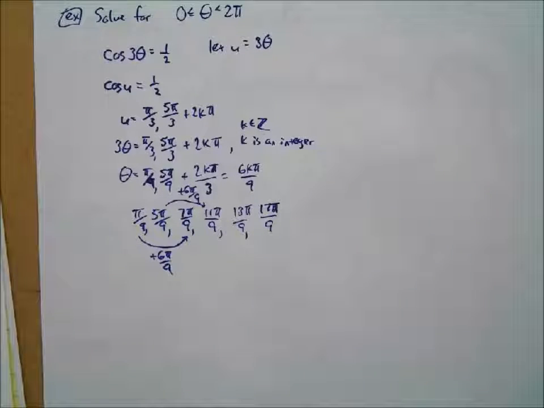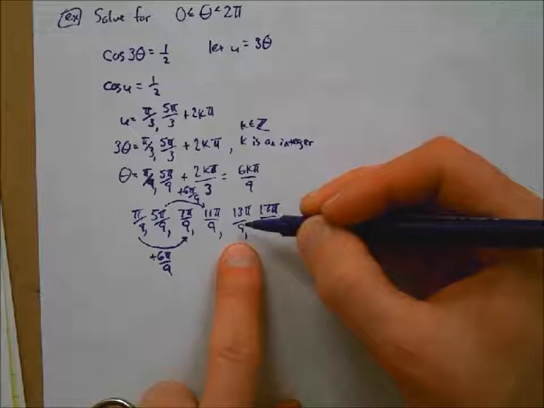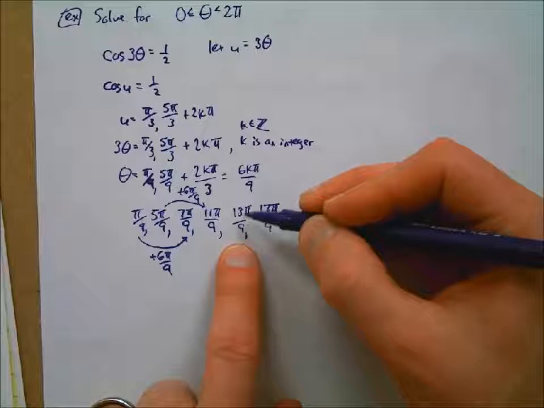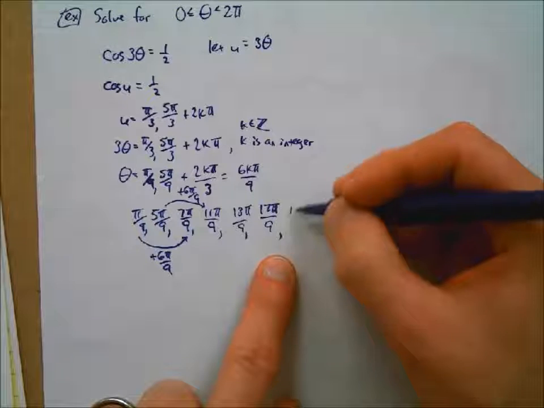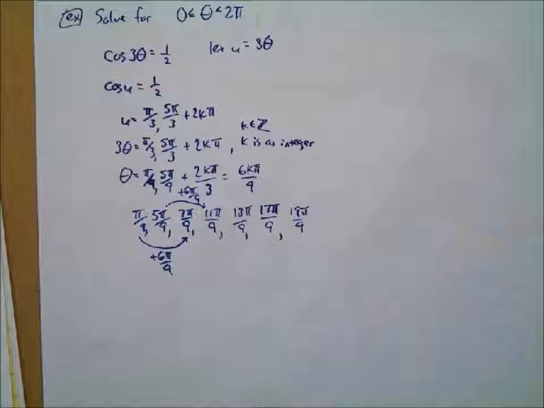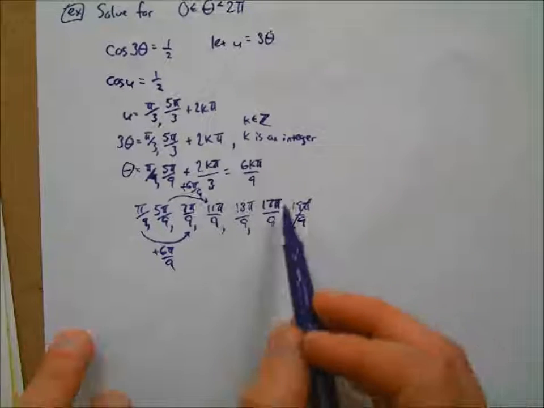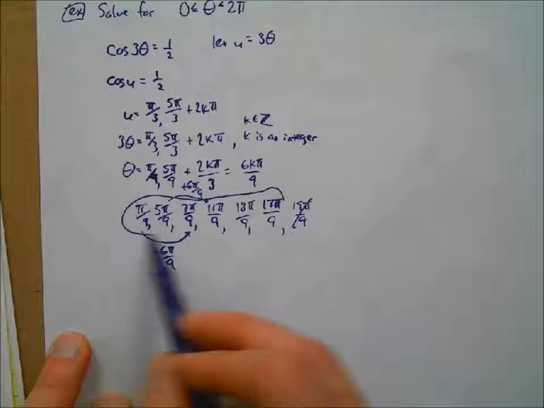Am I still less than 2 pi? Yes. All right, so let's keep going. If I add 6 pi over 9 to this, I'm going to get to 19 pi over 9. Am I still less than 2 pi? No. So these are all of our solutions between 0 and 2 pi.